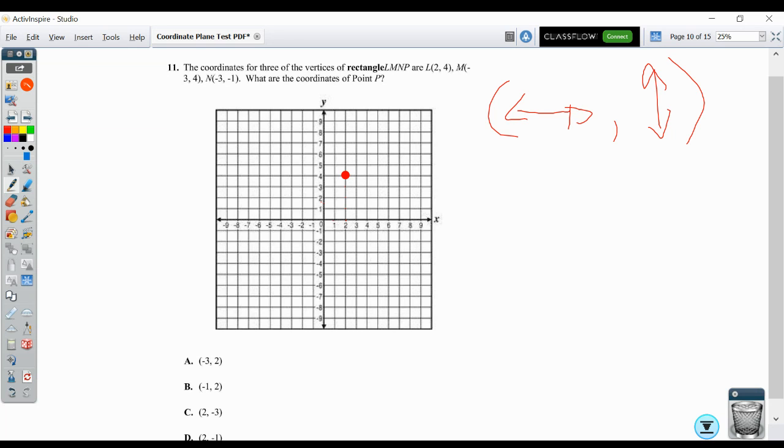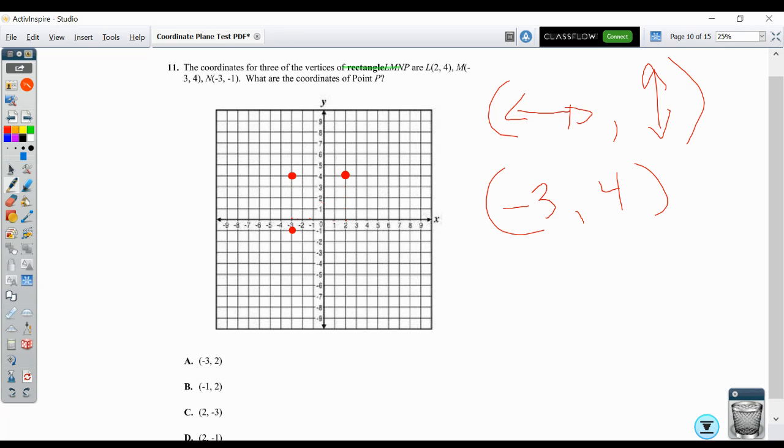Then I say, okay, the next one is M, which is at -3, 4. So I go -3 side to side, 1, 2, 3. I'm going to go up 4, so that's going to be up right here. Next one is -3, -1, which is going to be right there. And then it says, where is the next point? And it's a rectangle. You know that because it says it right here.